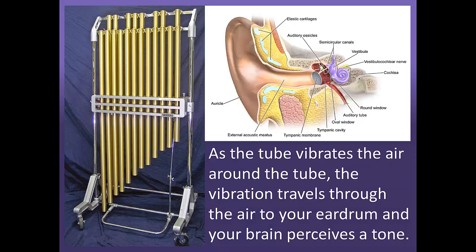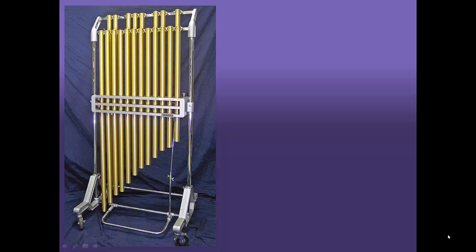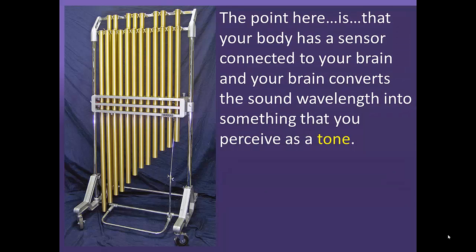If you have ever plucked a guitar string or struck a tuning fork, you know that you can see the vibrations of the object that is transferring motion into the air, and the wavelengths of air pressure created by the vibrating object travel to your eardrum, where they are converted to an electrical signal sent to your brain and perceived as sound. The point here is that your body has a sensor connected to your brain, and your brain converts the sound wavelength into something that you perceive as a tone.